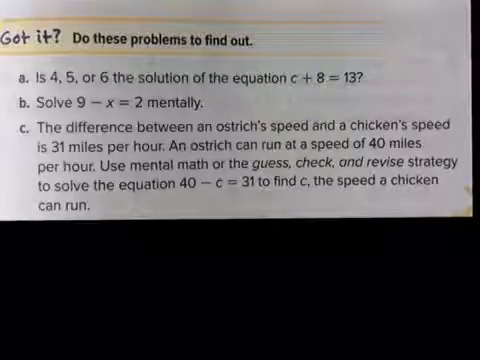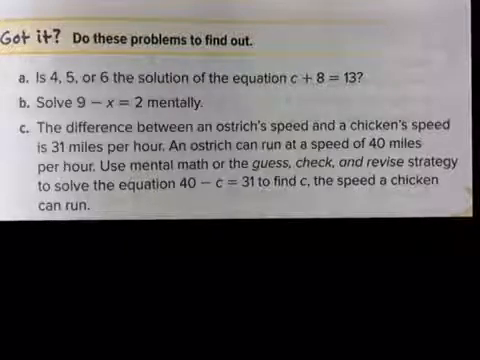Is 4, 5, or 6 the solution for the equation c plus 8 equals 13? A number plus 8 equals 13. Okay, so I have to add 8 plus something to give me 13. What's the difference between these two? Well, I'm sure a lot of you can see that it's 5. 5 plus 8 equals 13.